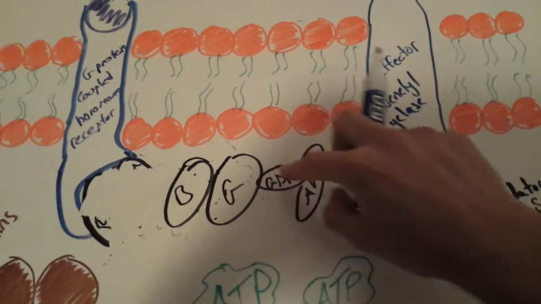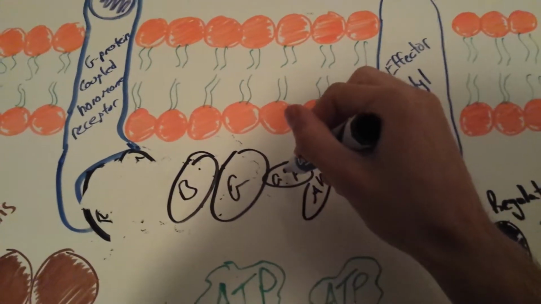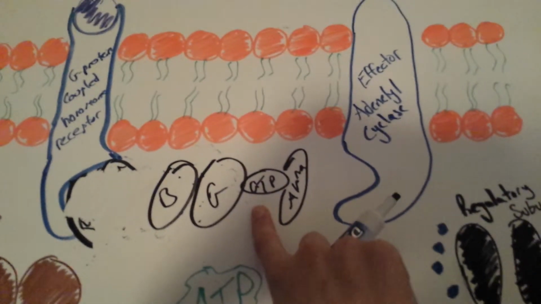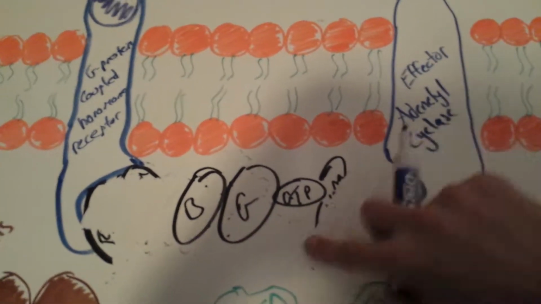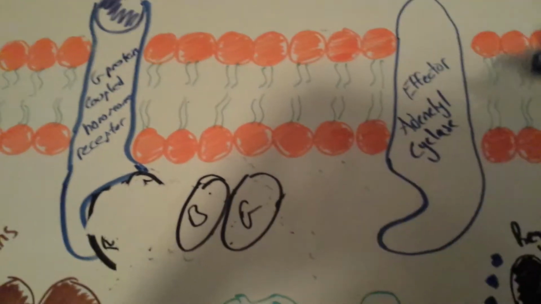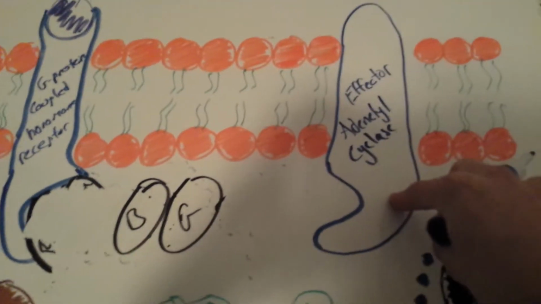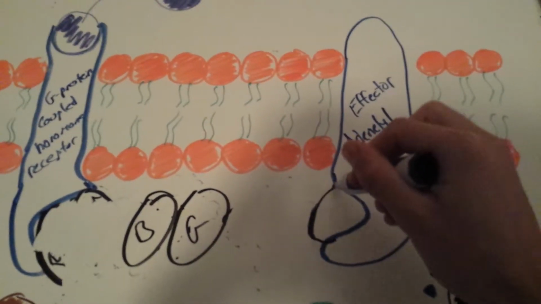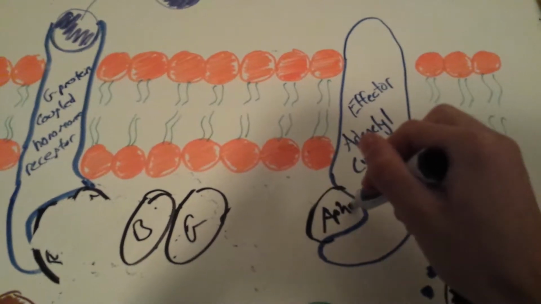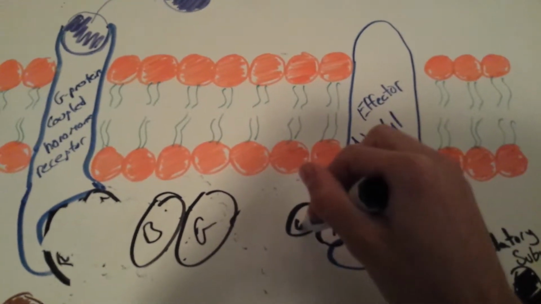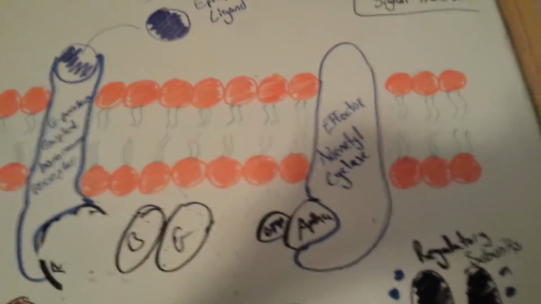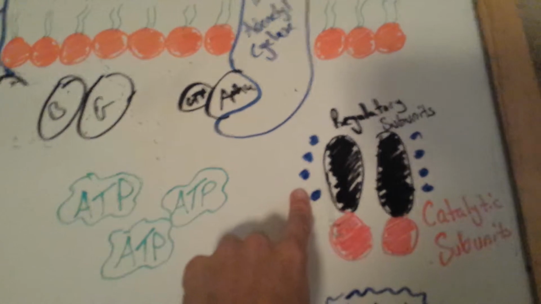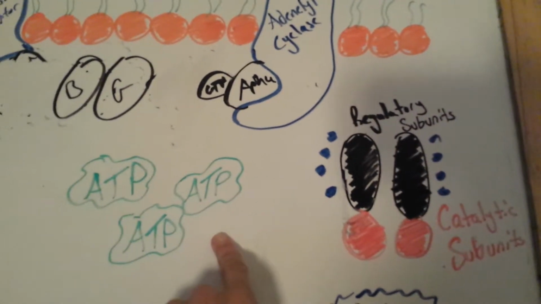GDP will actually switch places and become GTP. Alright, and then once GDP becomes GTP, the alpha subunit will dissociate from the beta and gamma and attach to the effector, the adenylyl cyclase. Alright, so we've got the alpha subunit here now, and GTP. And so what this ultimately does is it allows the cell to create cAMP from ATP.